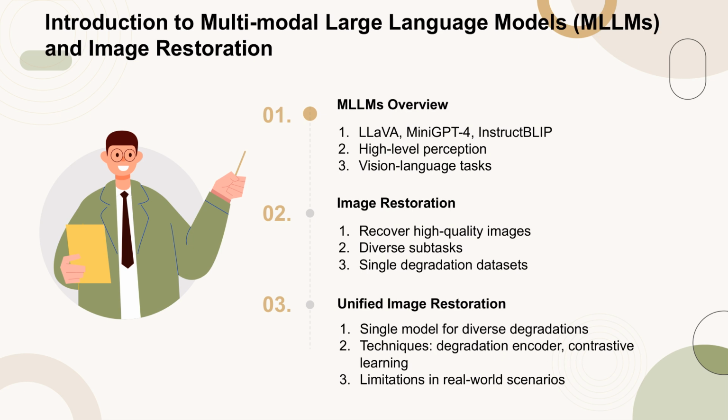The paper begins by introducing multimodal large language models, MLLMs, such as LLaVA, MiniGPT-4, and InstructBLIP, which have shown significant capabilities in high-level perception and vision language tasks. It then shifts focus to image restoration, a fundamental task aiming to recover high-quality images from degraded ones, involving various subtasks like denoising and deraining. The current methods, however, are limited by being trained on datasets with single types of degradation. The paper also discusses the emerging interest in unified image restoration, where a single model handles diverse degradations, though existing techniques face limitations in real-world applications.